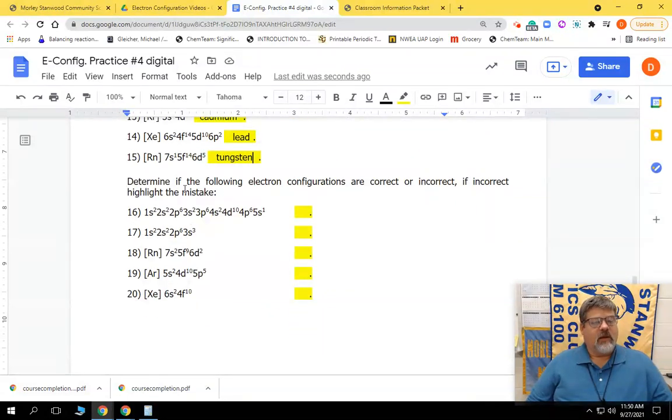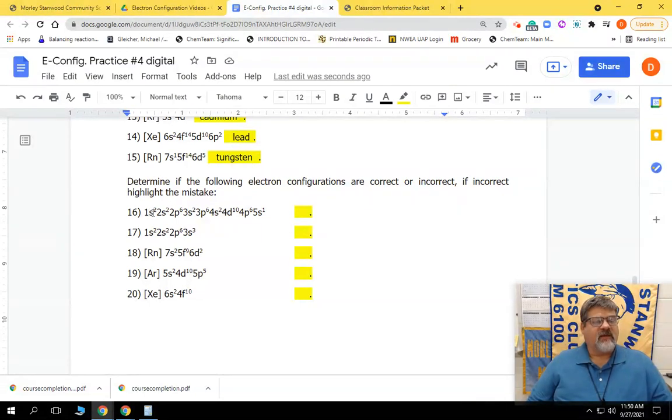16 through 20. Where is their mistake? So we have to determine if the following electrons are correct, incorrect, and if they're incorrect, I'm going to highlight the mistake. So let's go ahead and just look at this one. We know that it says 5s1, so we can't just say what it is. We don't know. Let's just look at our off-ball principle.